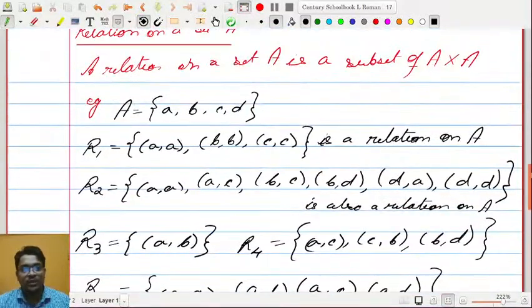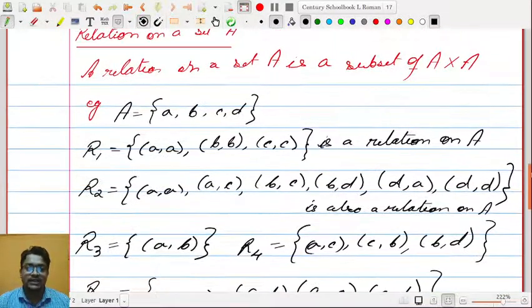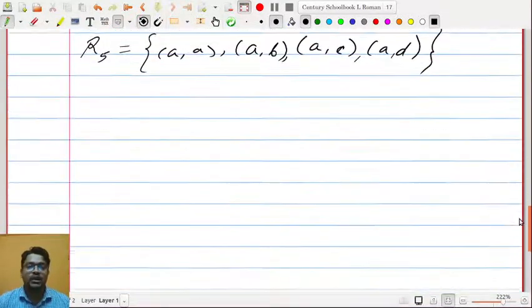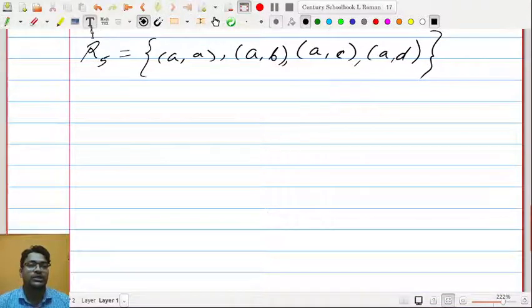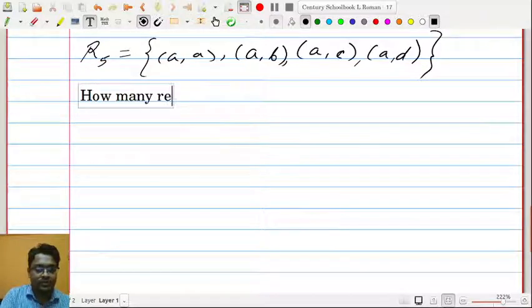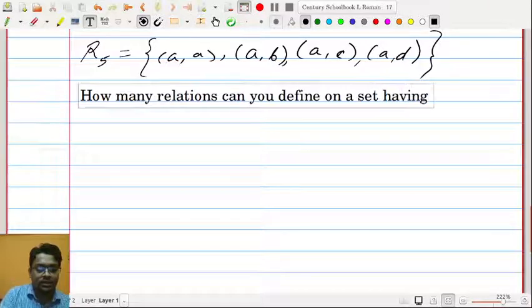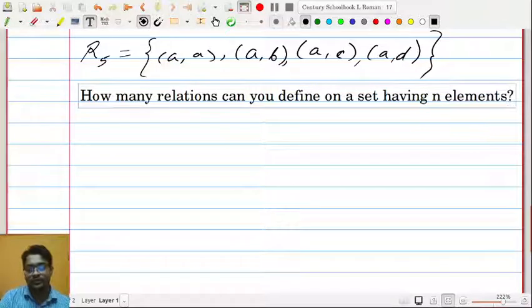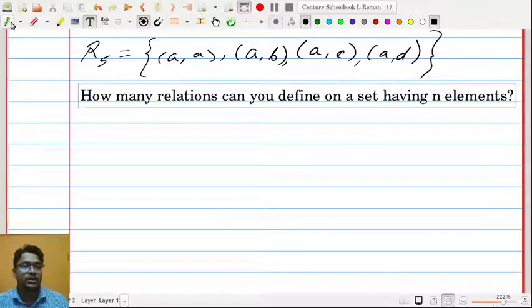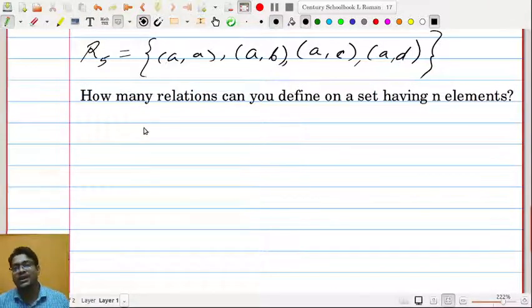So how many relations can be there on a set having n elements? Let us try to answer that question. How many relations can you define on a set having n elements? So this is the question. How many relations can we define on a set having n elements?